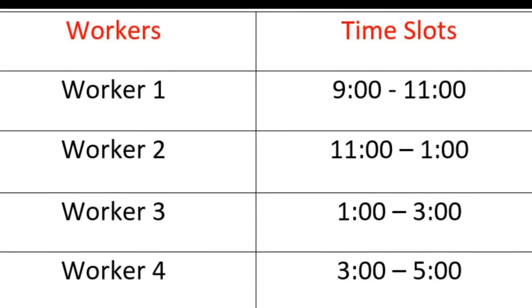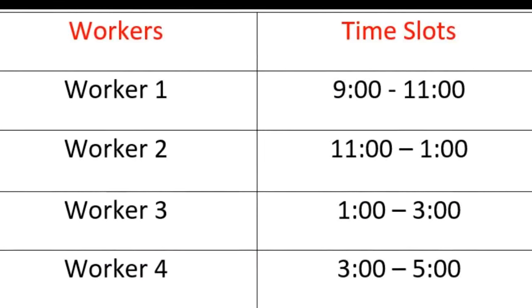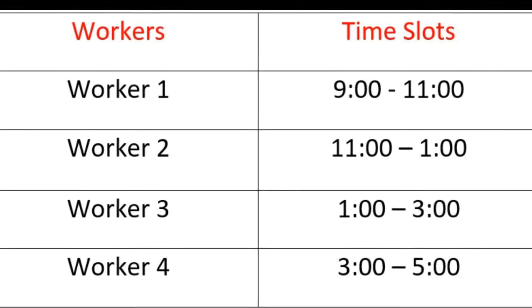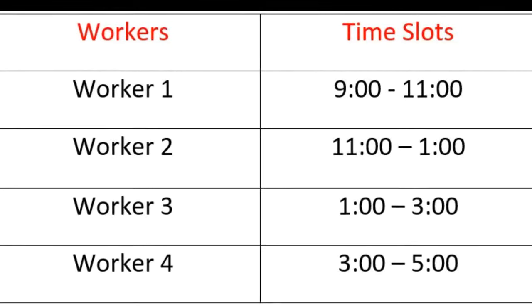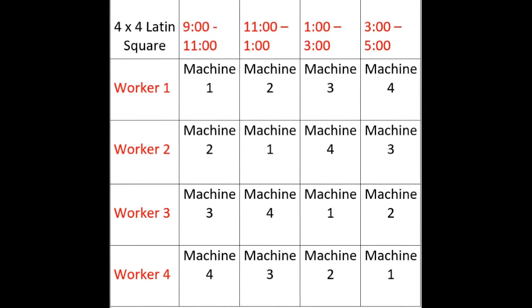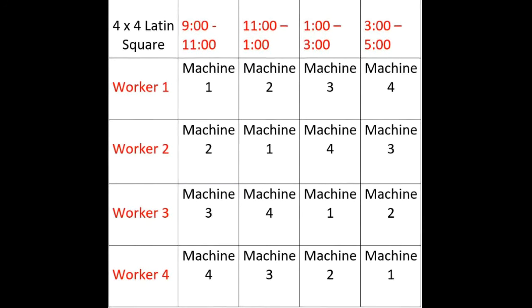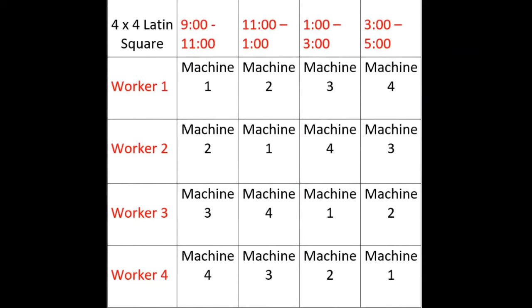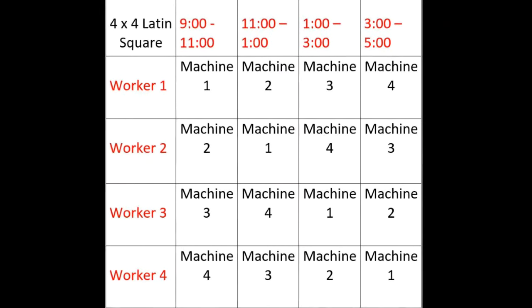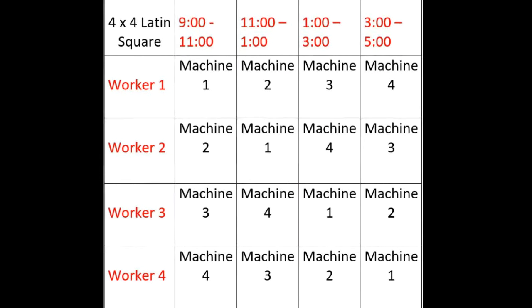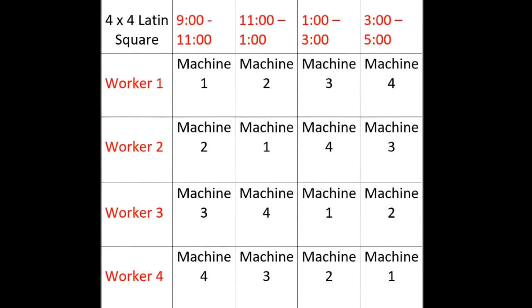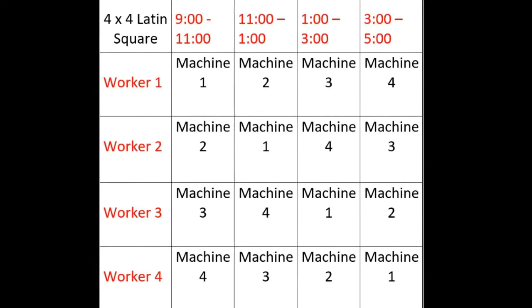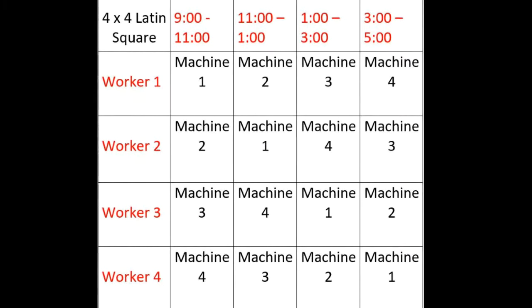There are 4 machines that need to be tested. There are 2 external sources of variation in this experiment, being different operators working on the machine at different time periods during the workday. The operators would represent 4 columns, and the 4 time slots would represent the rows in the Latin square. We randomly assign the 4 machines to 16 cells of our Latin square, but the only restriction is that each machine can only be used once by each operator and once in each time slot.